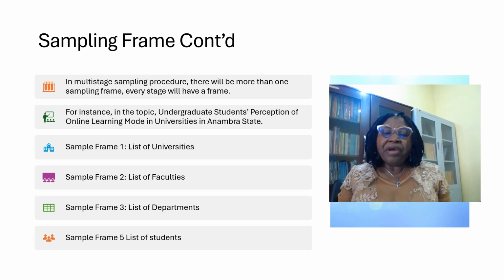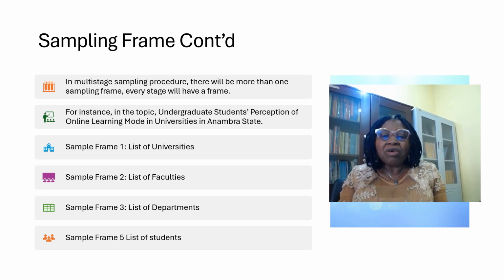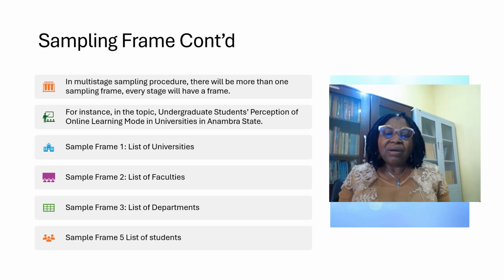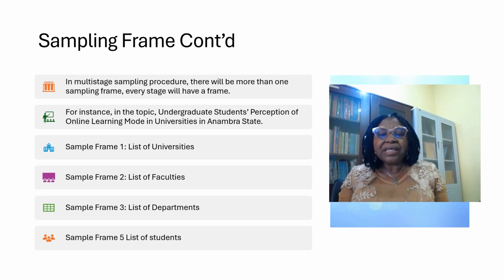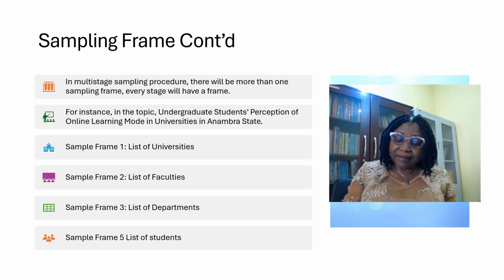You see, when we do just one sampling, the sampling frame will be equivalent to the elements. But if we have multi-stage sampling, we are going to have a number of frames. For instance, in the research on students' perception of the online learning mode, sample frame 1 will be universities, sample frame 2 will be faculties, sample frame 3 will be departments, and sample frame 4 will be the students.